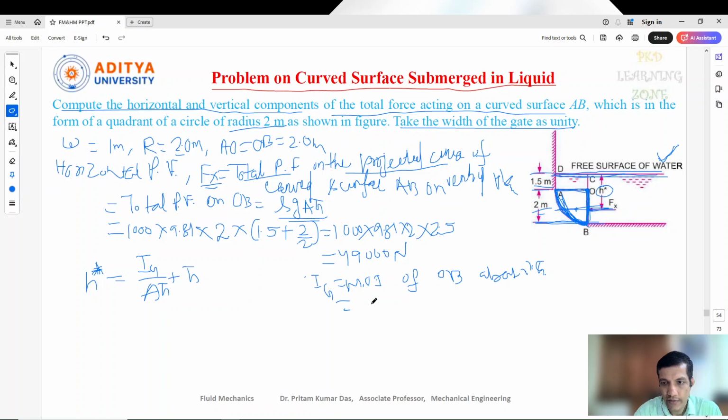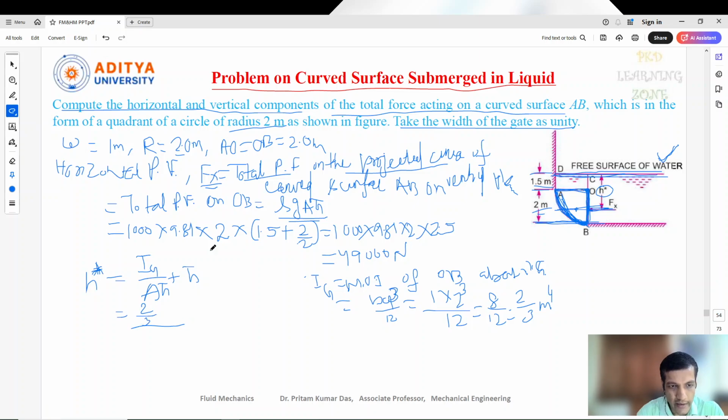So that we can write as b d cubed by 12. Here b is 1 and the depth d is 2, so it is 1 into 2 to the power 3 divided by 12. 2 to the power 3 is 8, and 8 by 12 we can write as 2 by 3. So 2 by 3 meter to the power 4 is your Ig value. Here Ig we got 2 by 3.